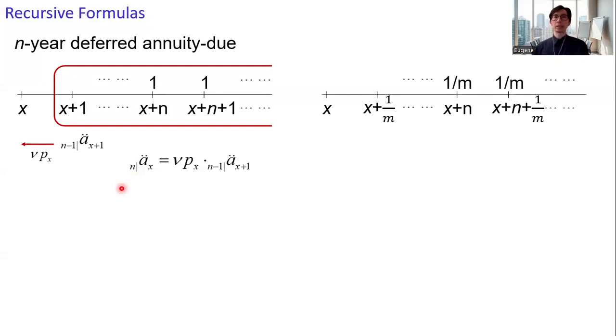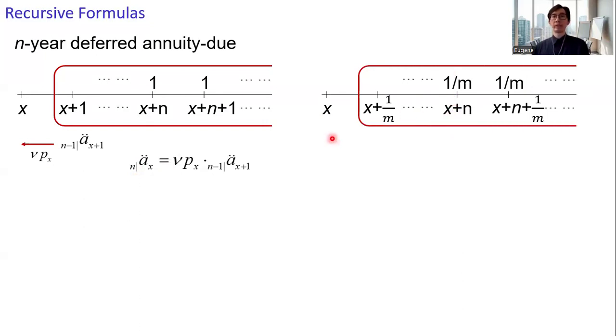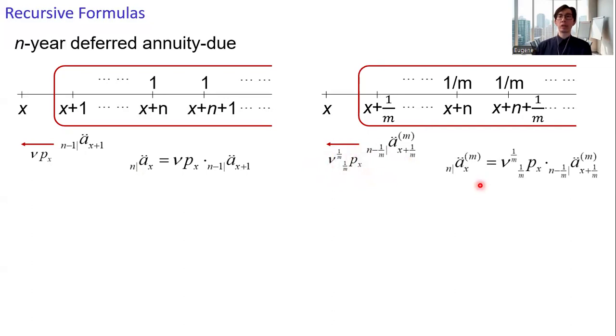For the mth case, the first payment at age x plus n, the payment amount is 1 over m. When the individual survives to age x plus 1 over m, then the remaining deferred period is n minus 1 over m. So we have an n minus 1 over m year deferred annuity due at age x plus 1 over m. Discount back, and we get the relationship.